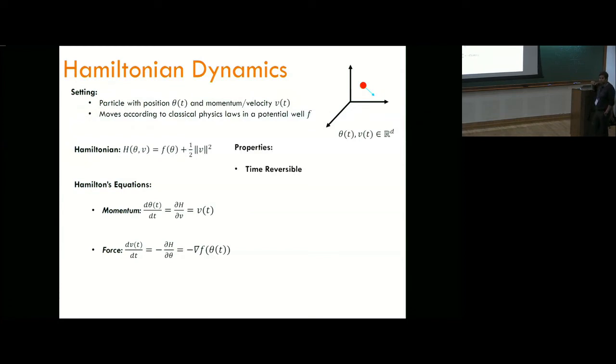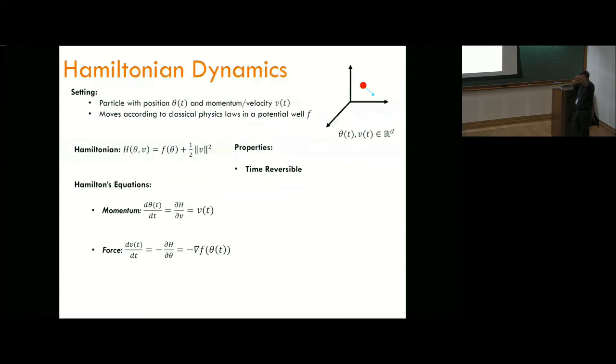So, classical mechanics, the properties of these trajectories. One, it's time reversible. What does that mean? It means the following. Suppose you start a particle at a position theta with some velocity v, theta 0 and v 0, and you move it according to this Hamiltonian dynamics. You stop it after any time t. You look at theta t and v t. This is your position and velocity. Now you reverse the velocity.